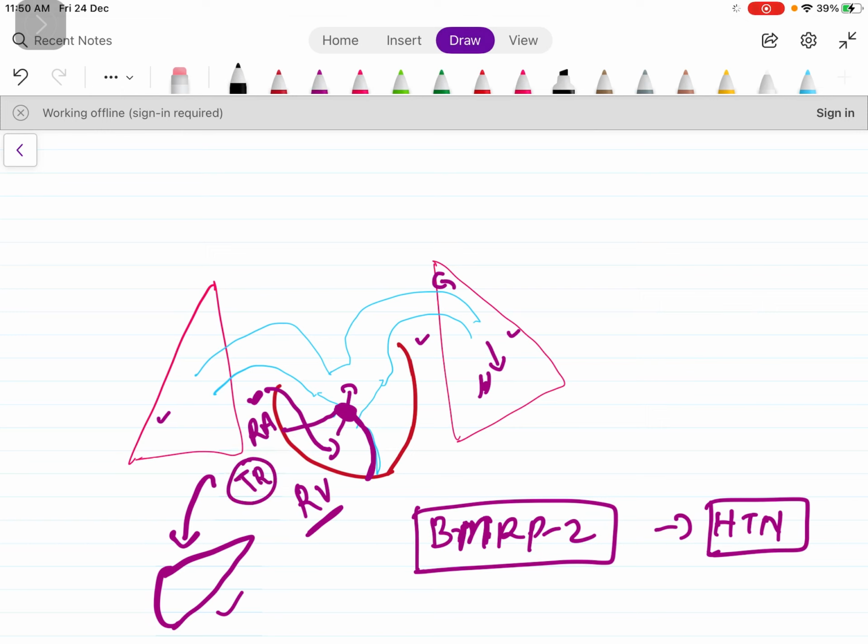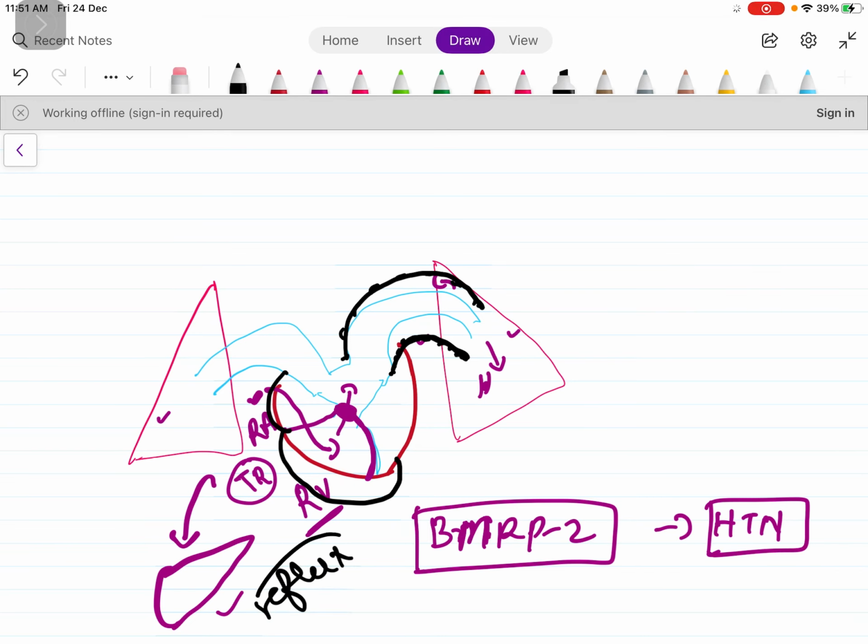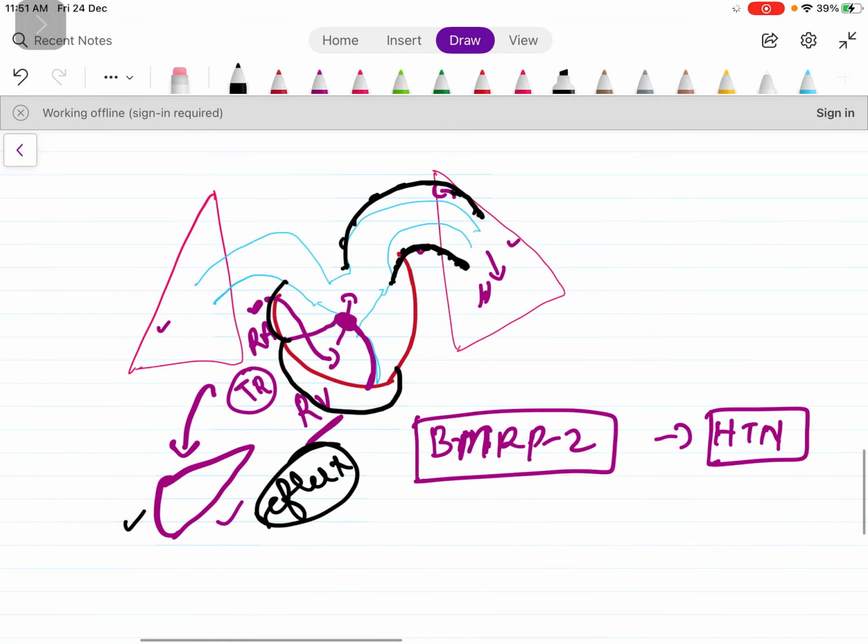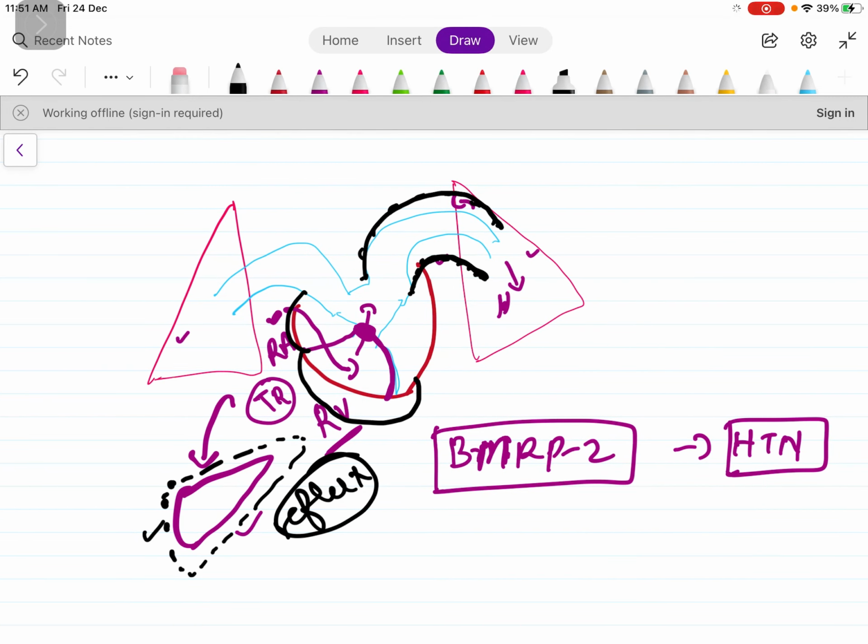Now this back pressure will cause enlargement of the pulmonary artery. So the size of the pulmonary artery will increase, then there will be an increase in the size of the right atrium, then the right ventricle, and then there will be reflux seen in the liver, so there will be enlargement of the liver also. So these are the findings which can be seen in this patient.